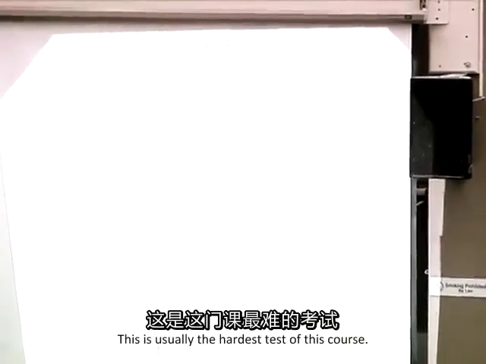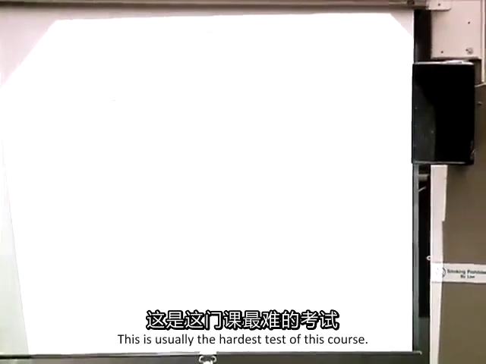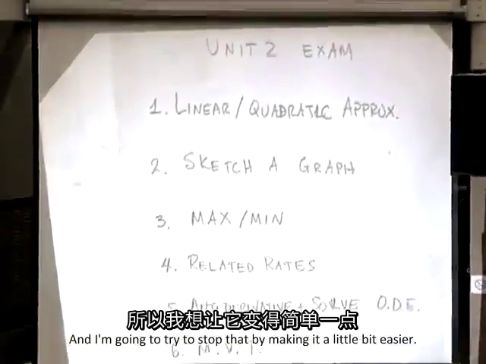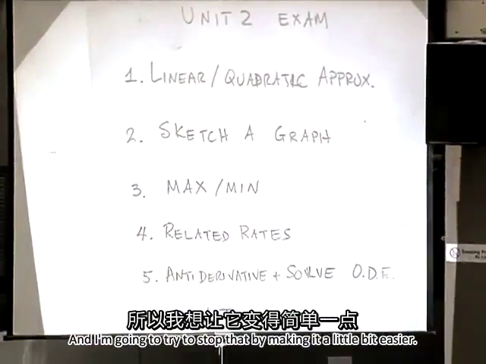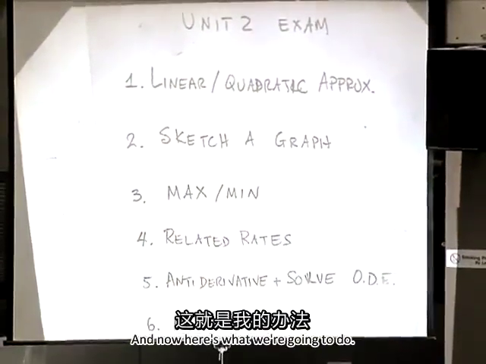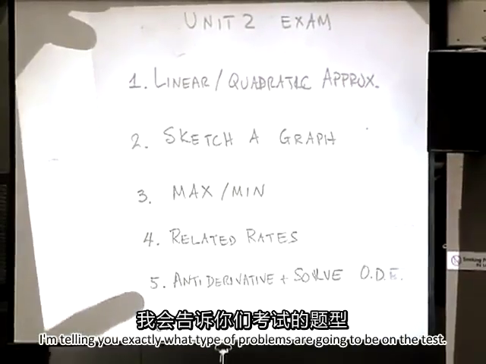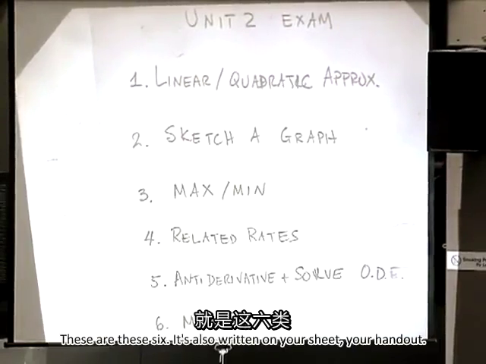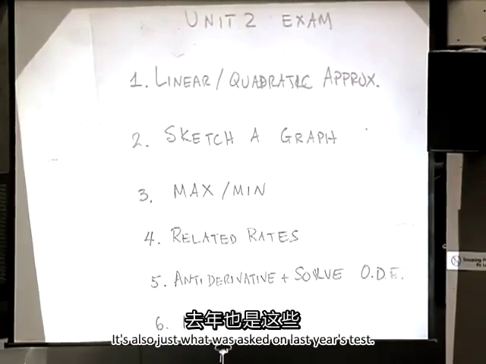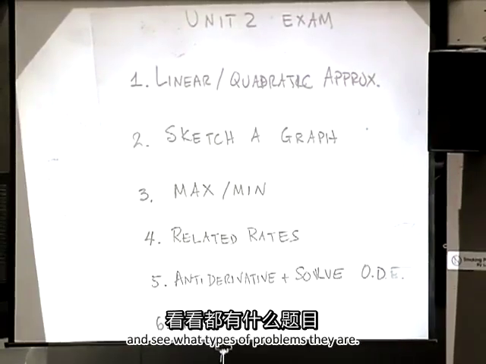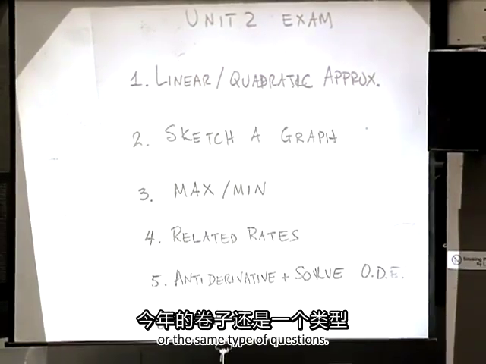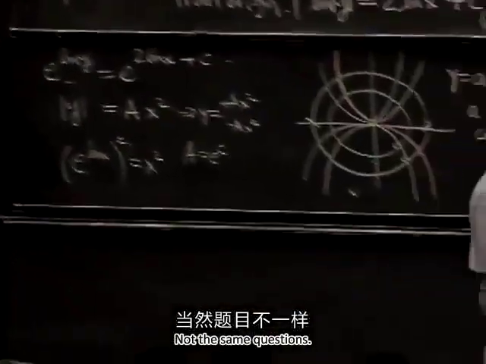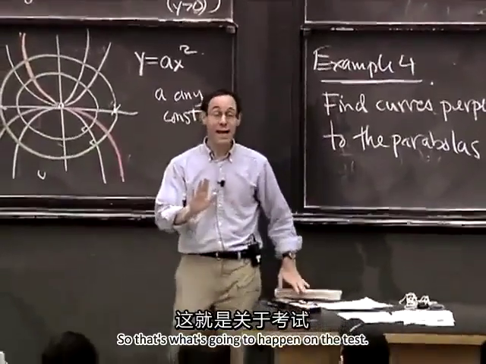This is usually the hardest test of this course. People usually do terribly on it. And I'm going to try to stop that by making it a little bit easier. And now here's what we're going to do. I'm telling you exactly what type of problems they're going to be on the test. These are these 6. It's also written on your sheet, your handout. It's also just what was asked on last year's test. You should go and look at last year's test and see what types of problems they are. I really, really am going to ask the same type of questions. Not the same questions. All right, so that's what's going to happen on the test.